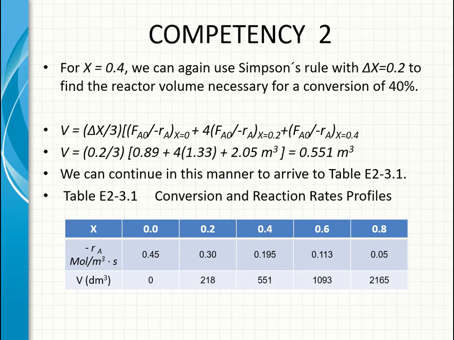If we continue in this manner, we will get table E2-3.1, which is down here, for different conversions. For example, for a conversion of 0.6, we will need a reactor with a volume of 1,093 liters, and for a conversion of 0.8, we will need a reactor of 2,165 liters, which was the volume that we obtained initially in this problem.